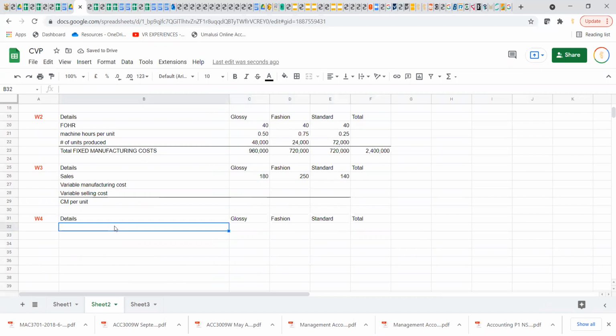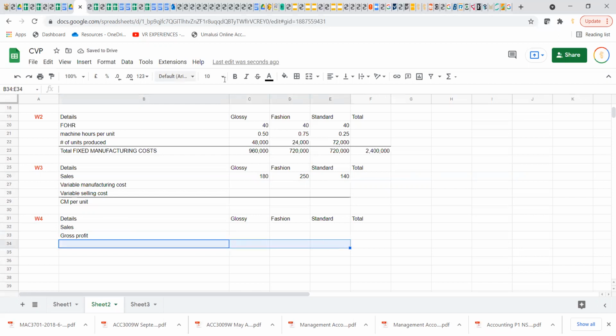So what am I looking for? It is sales less gross profit. Sales minus GP will give me total manufacturing costs. How do I know that? Because remember, sales minus gross profit is the absorption costing method, and the absorption costing method gives me total manufacturing costs.